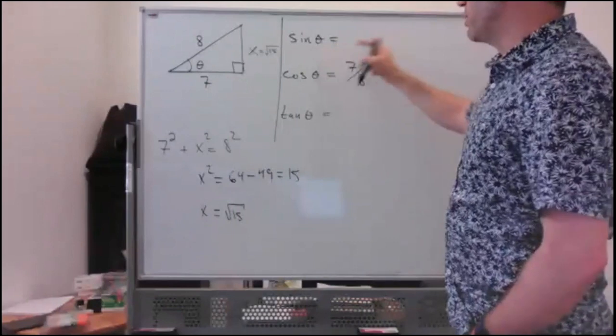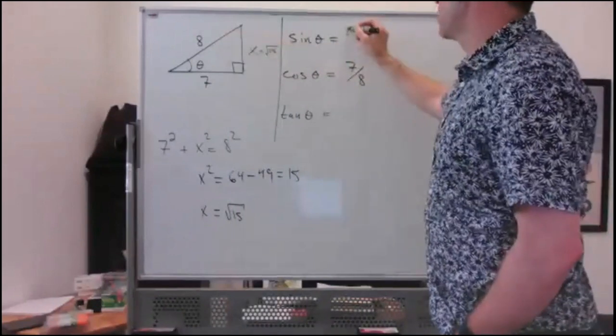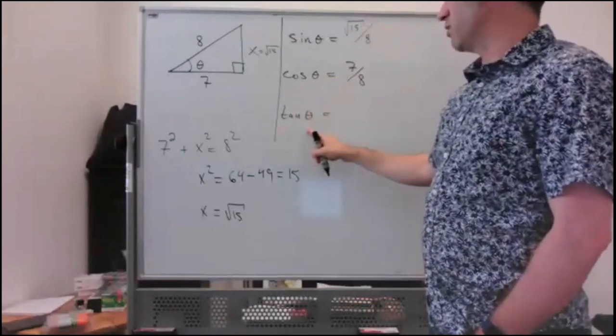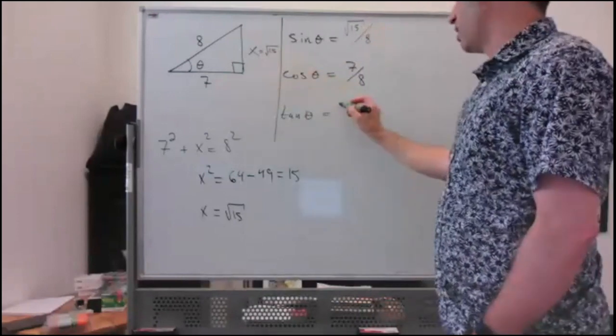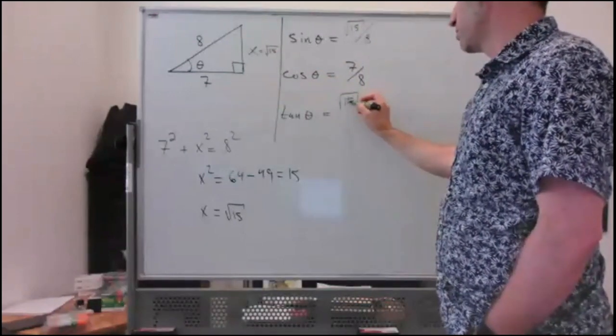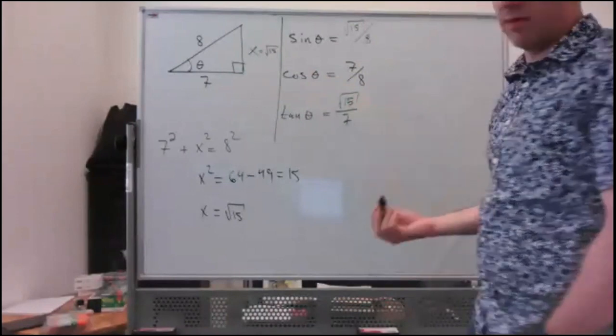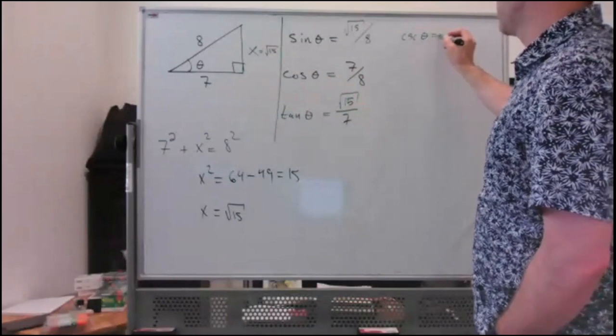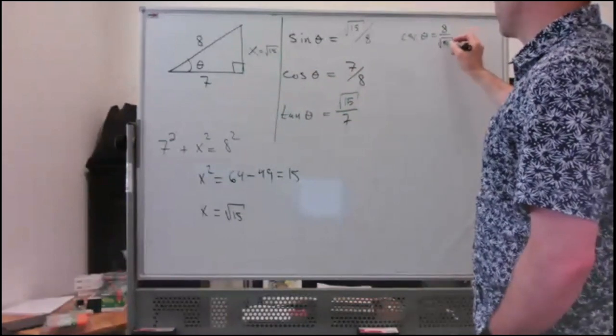So sine of theta would be opposite over hypotenuse, which is root 15 over 8. Tangent of theta would be root 15 over 7, opposite over adjacent. And then the reciprocals would be the reciprocals. So cosecant of theta would be 8 over root 15.